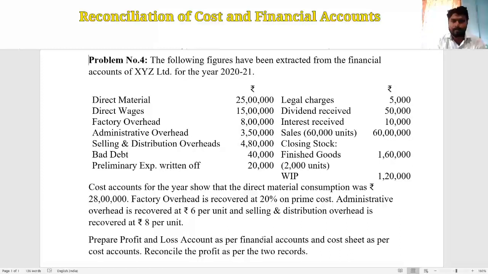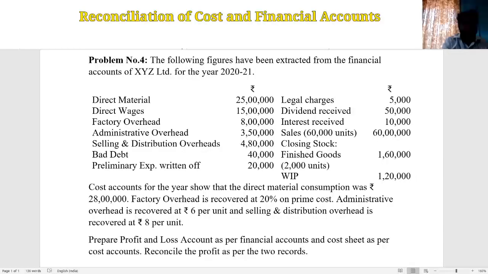The following figures have been extracted from the financial accounts of XYZ Limited for the year 2020-21. All the particulars are given here. Direct material is 25 lakhs, direct wages 15 lakhs, factory overhead, administrative overhead, selling and distribution overheads, bad debts, preliminary expenses written off, legal charges, dividend received, interest received, sales, then the closing stock is given, finished goods, then lastly work in progress, closing value of work in progress, that is rupees 1,20,000, that is given.